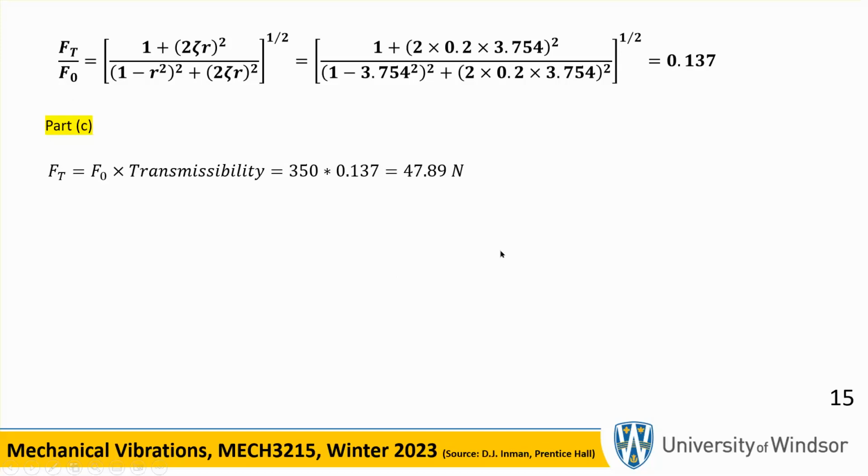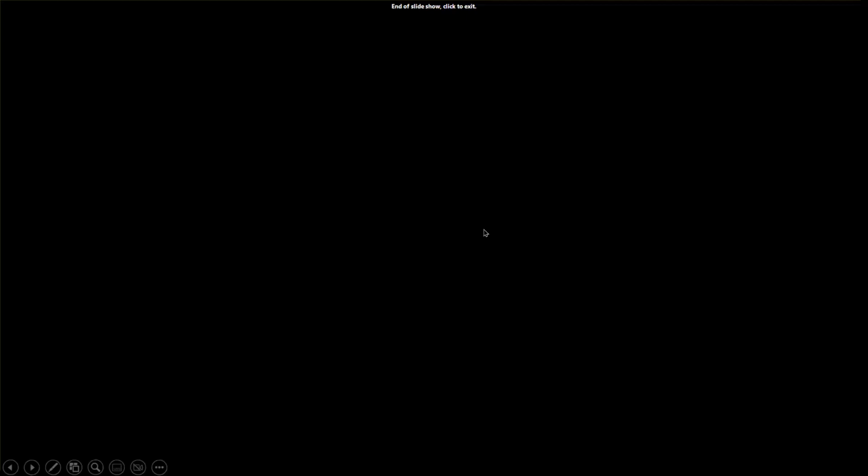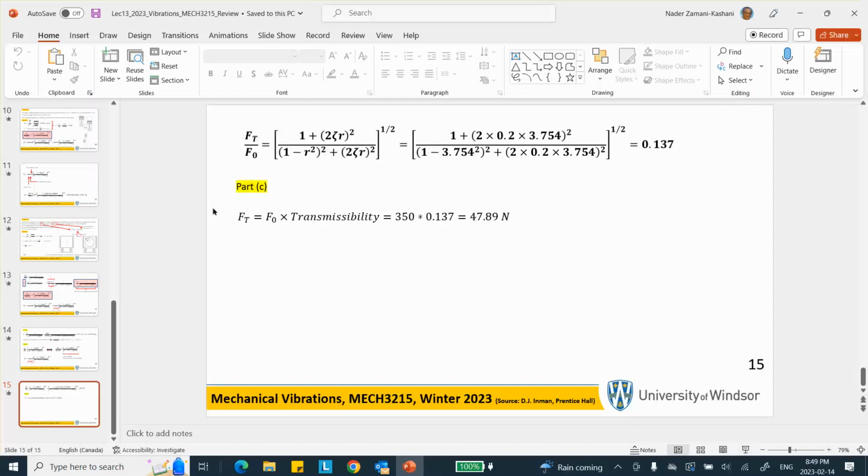Okay, unbalanced machine transfers that much force to the ground, and if this is too big, it's gonna go through the ground to some other location. Maybe another instrument is sitting there and can damage that. And that takes care of the problems that I wanted to do for review today.